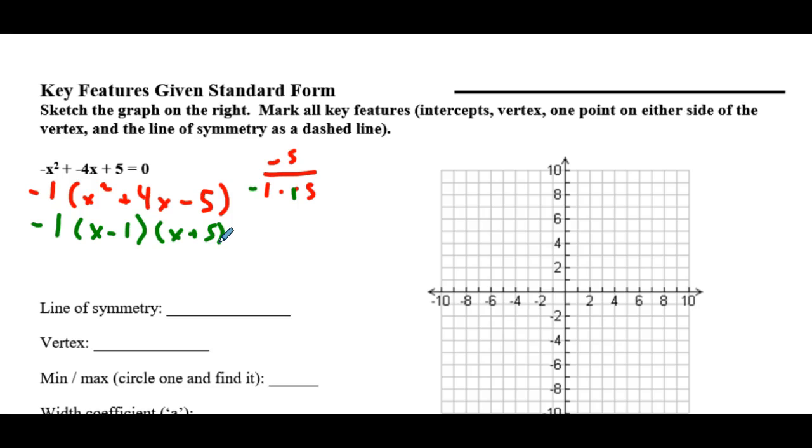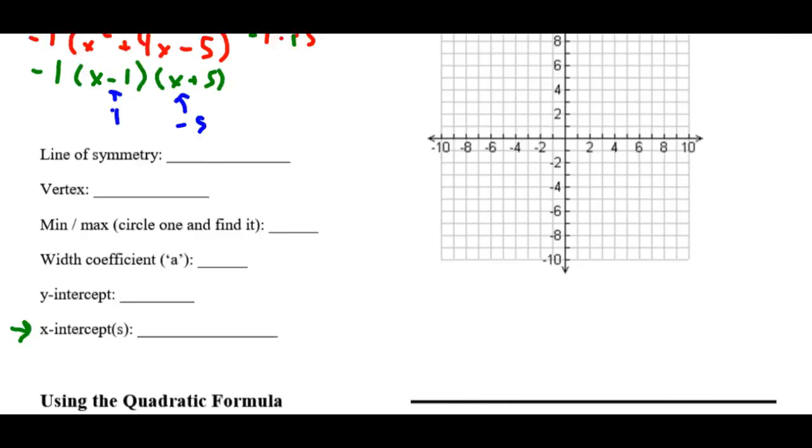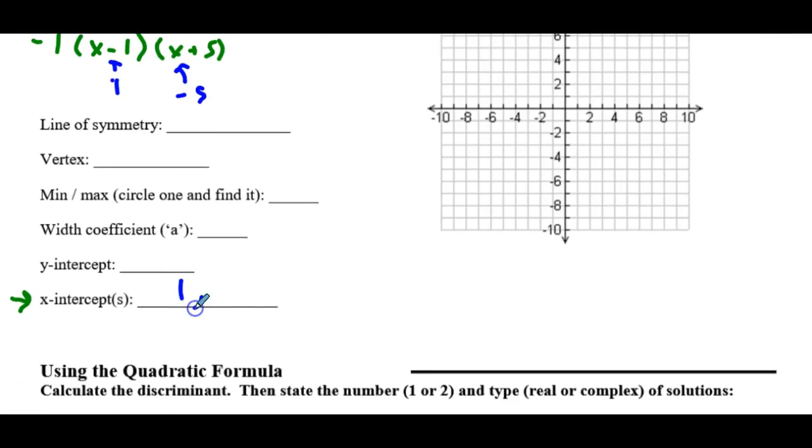The last step of using that part to get the x-intercepts, because I started at the bottom with that, is to say what makes each of these factors go to 0. Well, I know that a positive 1 is going to cause that, as 1 minus 1 is 0. A negative 5 is going to cause that one. So now I have my two x-intercepts I can write in below. So 1 and negative 5. And if I'm going to my graph, I can immediately on the x-axis put a positive 1 and a negative 5 right there on the graph.